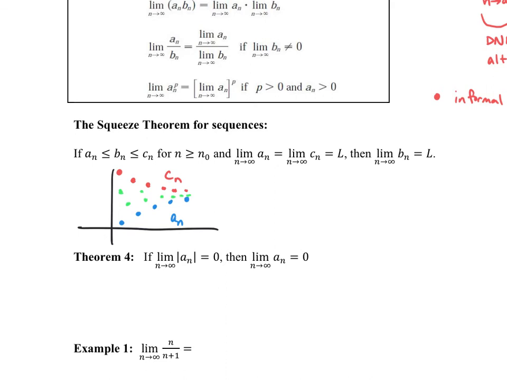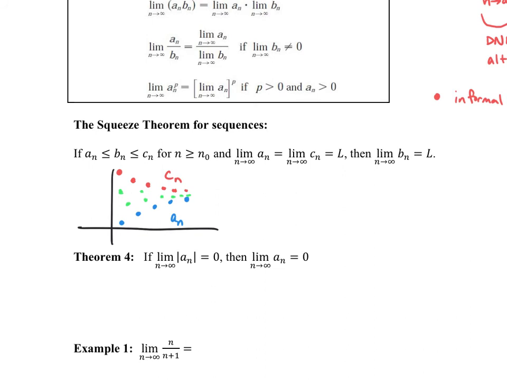And so if you have the limit of a sub n, as n goes to infinity, equal to the limit as n goes to infinity of c sub n, and it's equal to a value, then because b sub n is squeezed between the two, it's sandwiched between the two, it has to have the exact same limit.